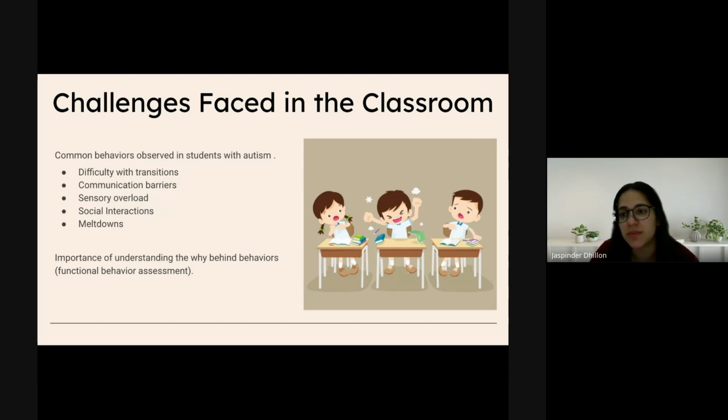Another is communication barriers, when a student who struggles to express their needs, which may lead to them being frustrated or act out and could even lead to a meltdown. Sensory overload, this is when they're exposed to bright lights or loud noises, crowded spaces. This can be very overwhelming and lead to meltdowns as well.